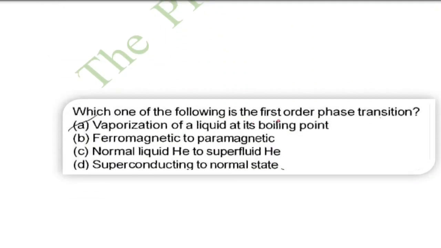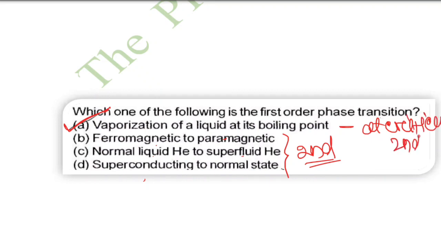Which one of the following is the first order phase transition? Okay, so here you can check vaporization of a liquid at its boiling point is a first order phase transition. All the other options, like ferromagnetic to paramagnetic, normal liquid helium to superfluid helium, superconducting to normal state, are second order phase transitions. And similarly here you should remember vaporization of a liquid at its critical point is a second order phase transition.